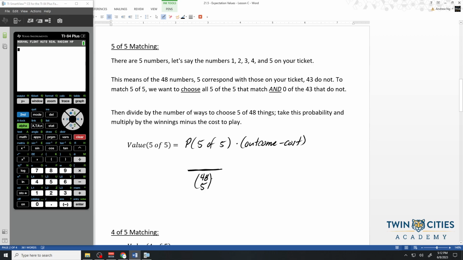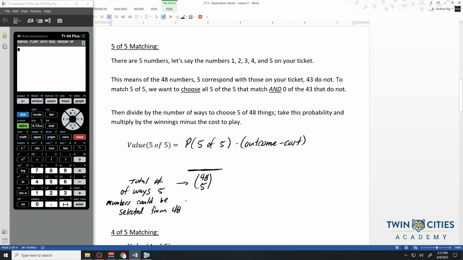So that's the total, okay? Total number of ways 5 numbers could be selected from 48.